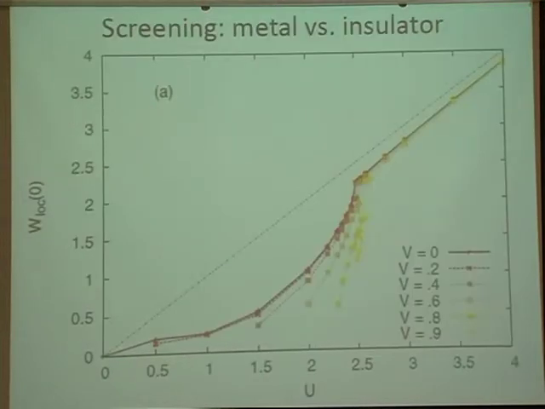Okay, so now let me look just at the static value of W, local part, and I plot this as a function of U for different values of V. Who can interpret this plot for me? Start in the large U regime. I take ideas.